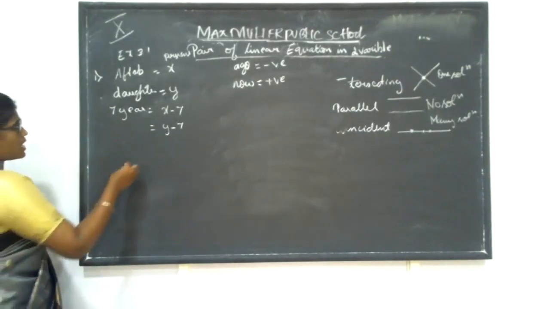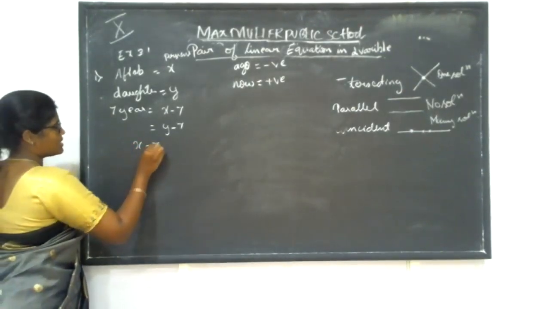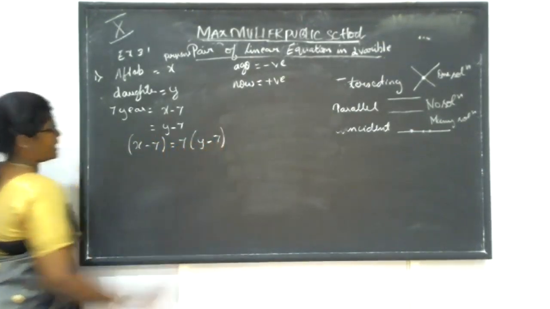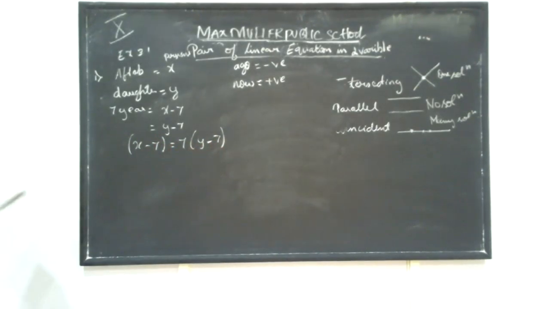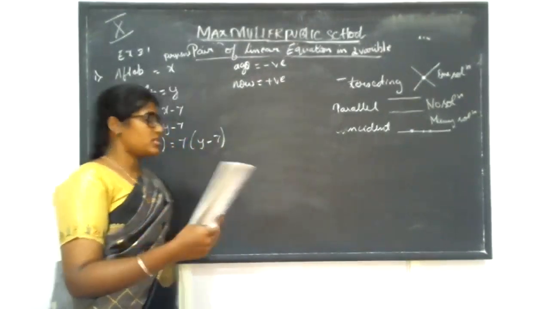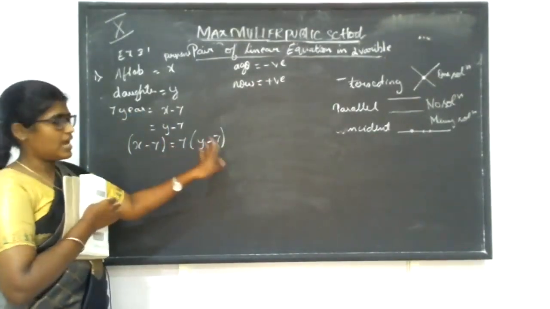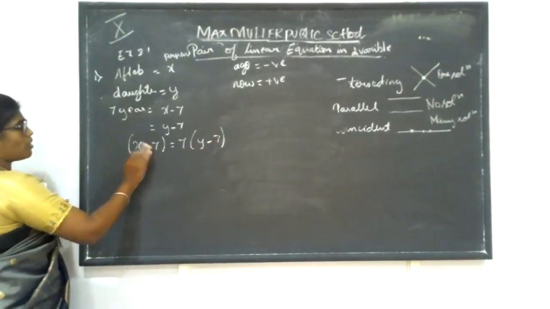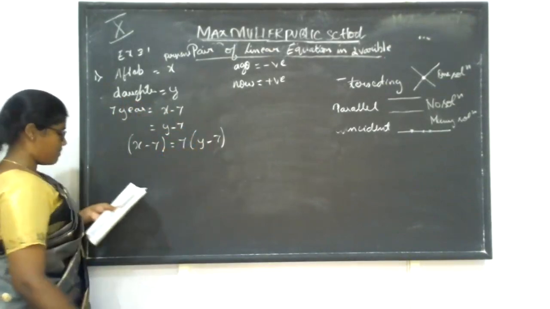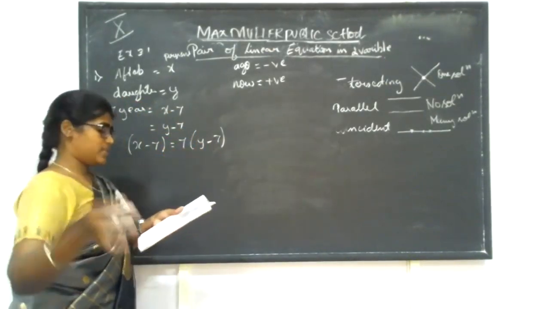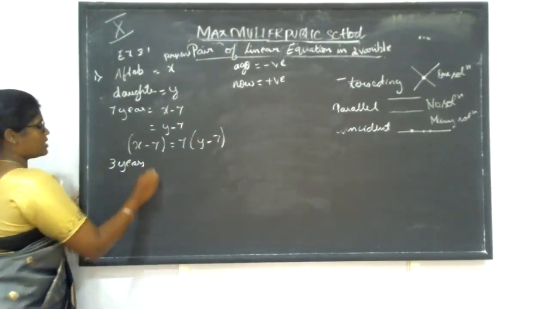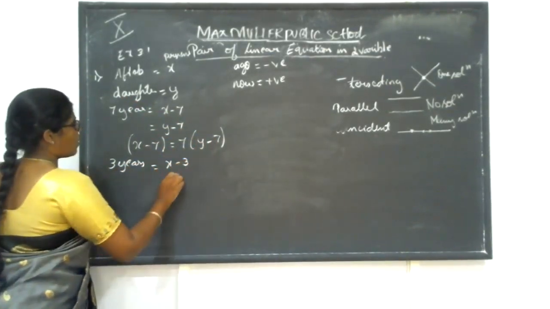So what is the equation you will get? X minus 7 is equal to 7 times (Y minus 7). What is the father telling? The father is telling that 7 years ago, father was 7 times the daughter's age. This is all about the 7 years ago matter. Now coming to the present matter, what have they told? They have told about 3 times. That is 3 years. The matter is in 3 years. X plus 3, Y plus 3.